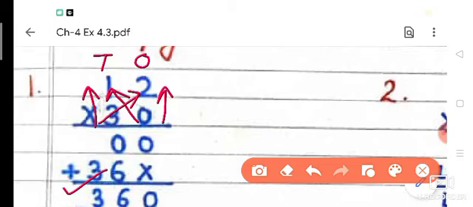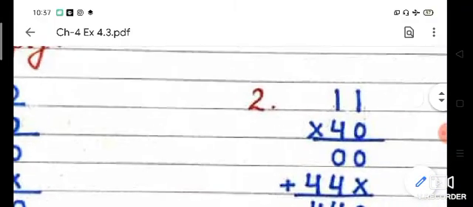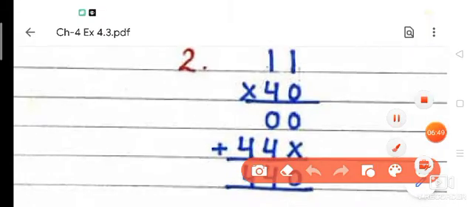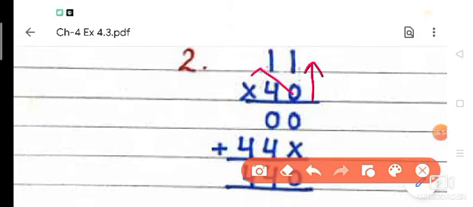So the answer is 360. Second part now, see, 11 4s are 44 and 1 zero is there, so 440. But the basic rule, how are we doing it? 0 1s are 0, 0 1s are 0. Now put cross, start from 4. 4 1s are 4, 4 1s are 4. Okay, so now start adding.